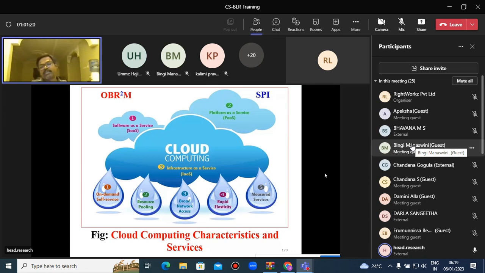Then 3 types of services. SPI. S stands for software as a service, P stands for platform as a service, and I stands for infrastructure as a service. So software as a service: sir, I don't have DB2 software in my laptop, but I want to use it for my project. Yes, you can pay the amount for a 6 months duration project, $600, and you can implement any kind of applications. It must be related to software as a service. Best example is Gmail. Gmail is the best consumer of cloud computing. It is a software as a service application.